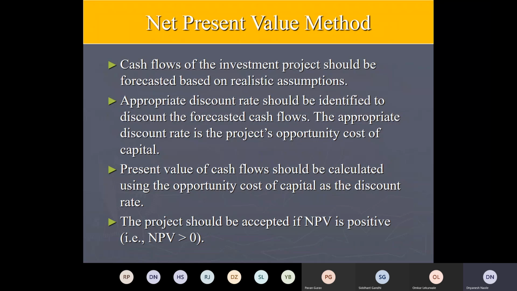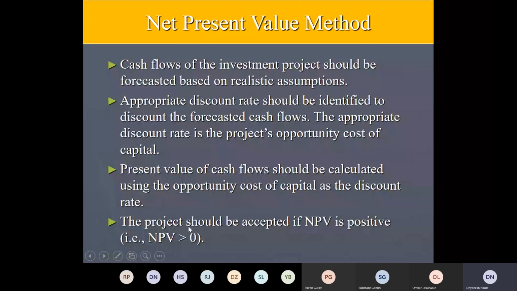Then present value of cash flow should be calculated using the opportunity cost of capital as the discount rate. Okay, so this is the third step. There is a formula which will come in the next example. We'll see that net present value using the cash flows and the opportunity cost of capital.